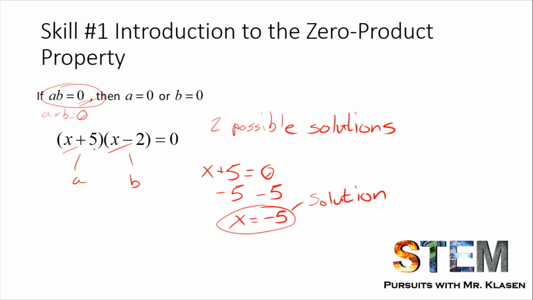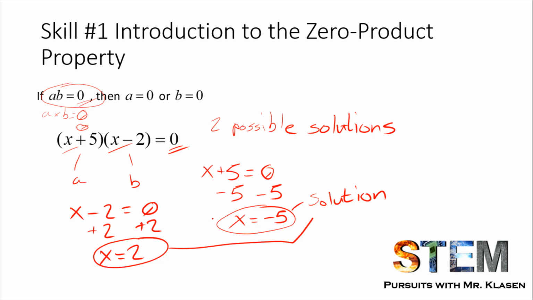And you would very clearly see that if you plug negative 5 in here and you added 5, this would equal 0. And 0 times, regardless of what the second binomial turns out to be, is always going to be 0. And then the other thing that we can do is that if we see x minus 2, we can come to the same conclusion. So we can go x minus 2, we add 2 to both sides, and we see that if x is equal to 2, that this is the second solution.